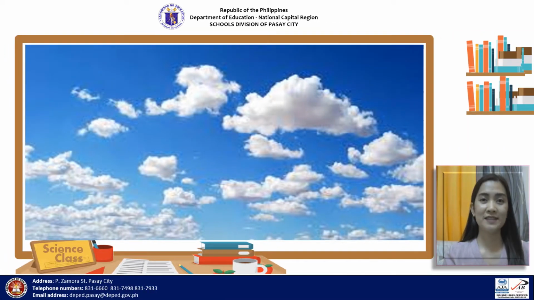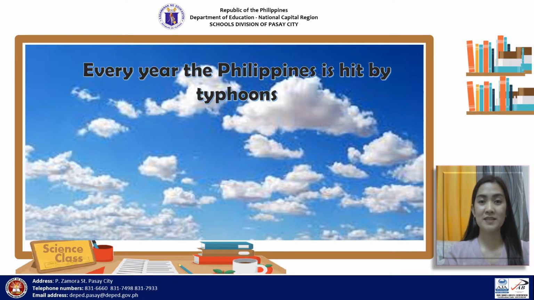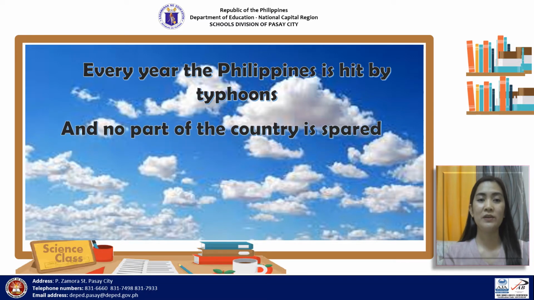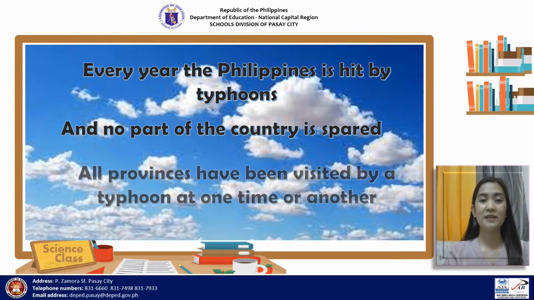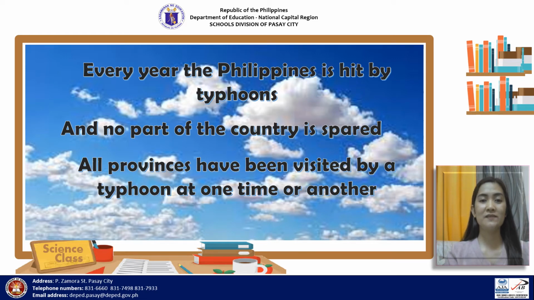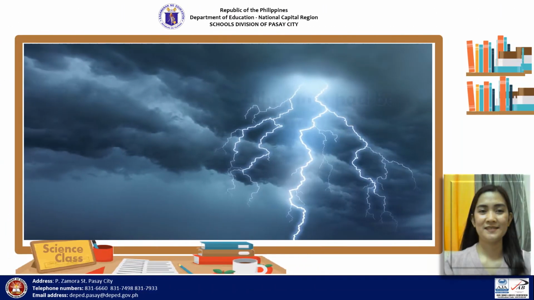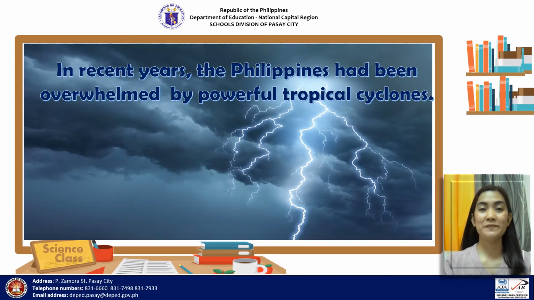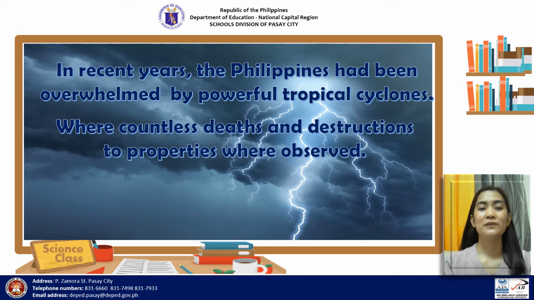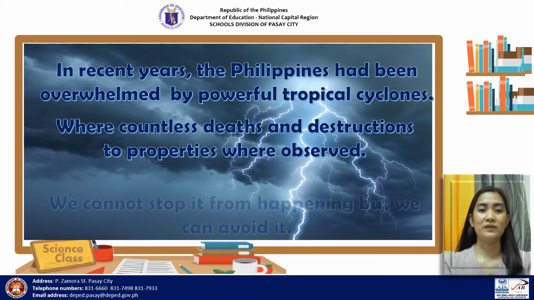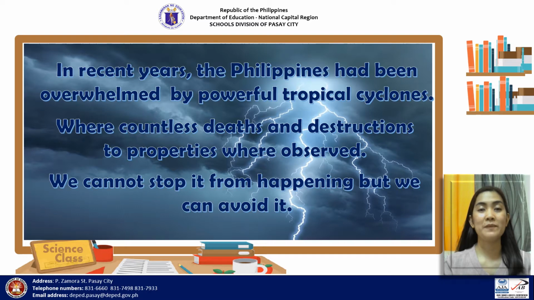Did you know that every year the Philippines is hit by typhoons? And no part of the country is spared. All provinces have been visited by a typhoon at one time or another. In recent years, the Philippines had been overwhelmed by powerful tropical cyclones, where countless deaths and destruction to properties were observed. We cannot stop it from happening, but we can avoid it. And one way is by understanding it.